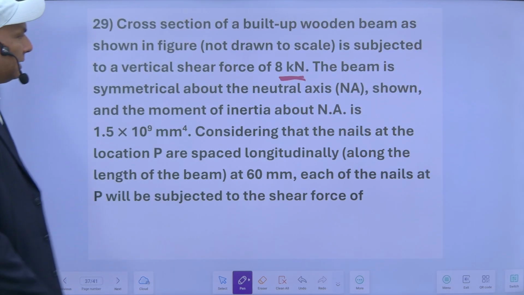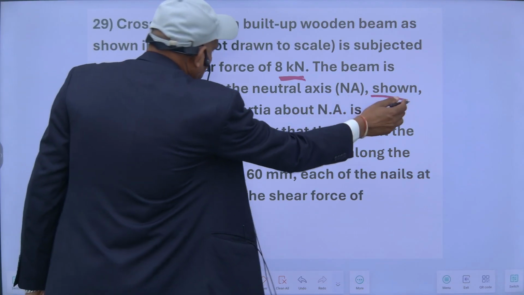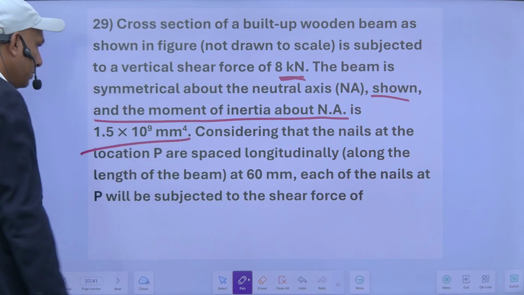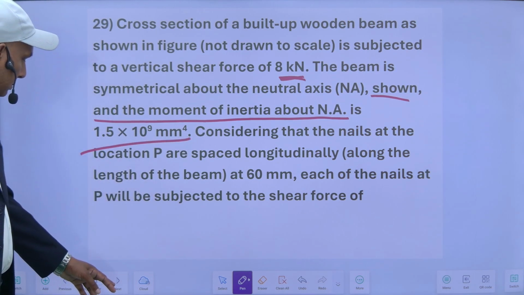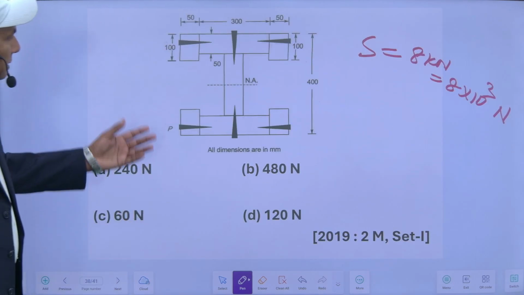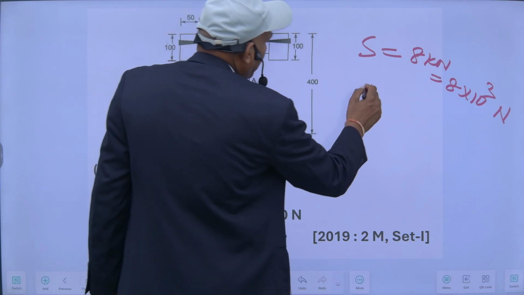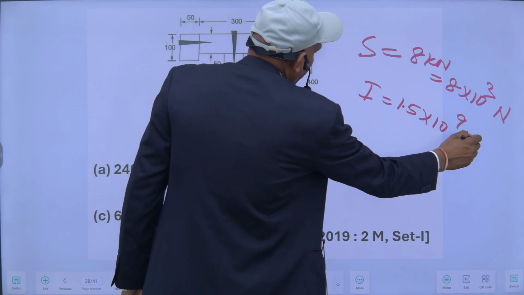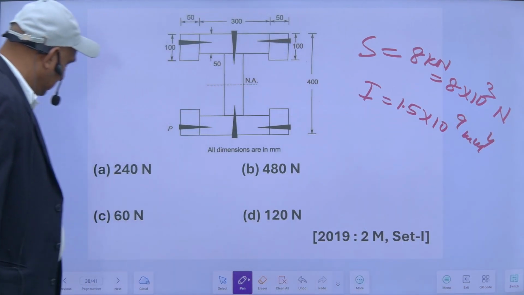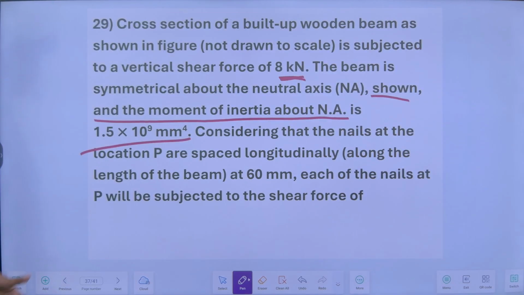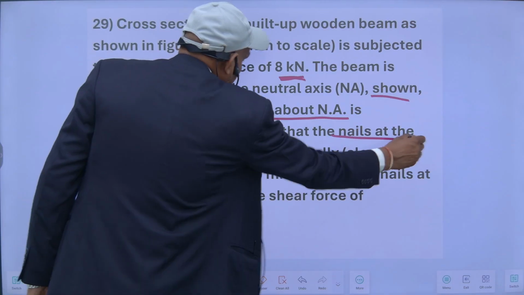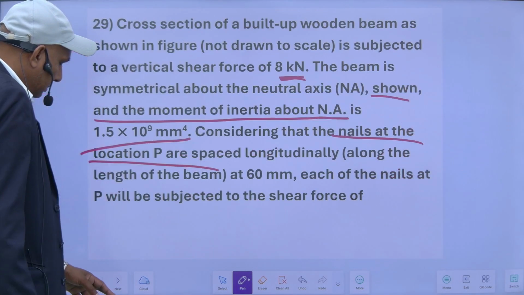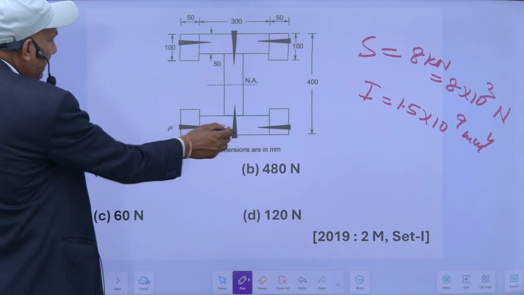The beam is symmetrical about the neutral axis shown, and the moment of inertia about the neutral axis is this much. So this is symmetrical about the neutral axis, and its moment of inertia is given. Considering that the nails at the location P, at this location P, these are the nails.